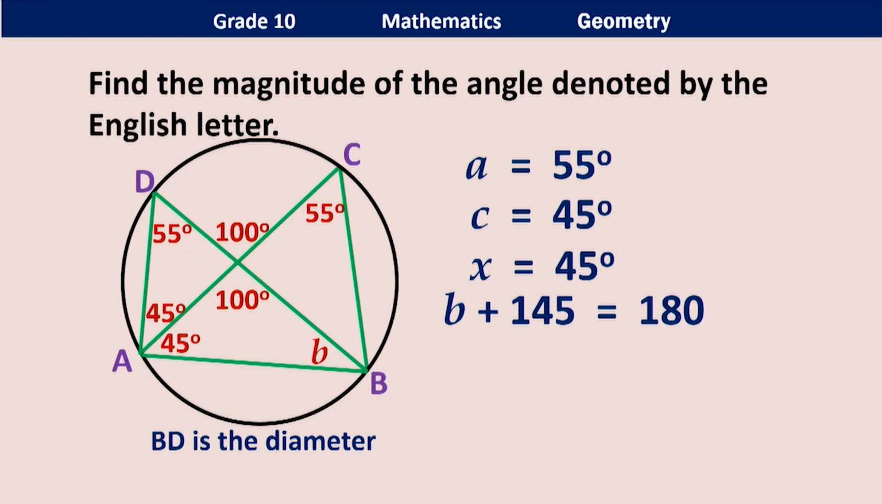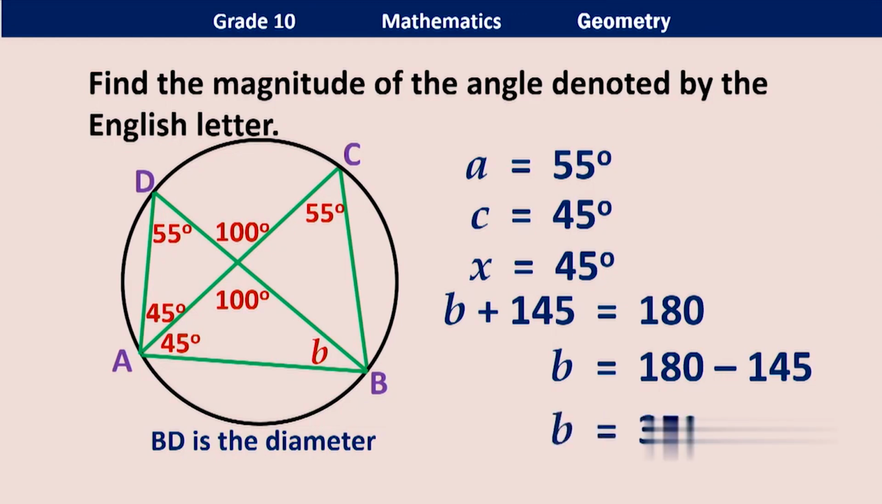So, I can get 45 plus 100 plus B equals 180 degrees. That means B plus 145 equals 180 degrees. I want to get the value of B, therefore, I need to have B alone on one side. Therefore, I am subtracting 145 from both sides. So, I can get the value of B as 35 degrees.